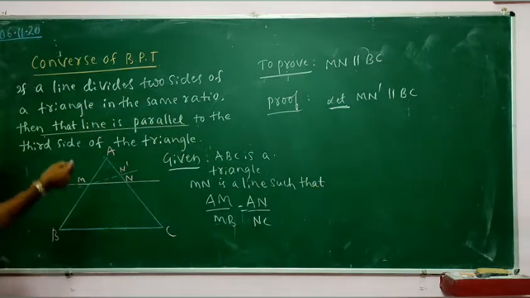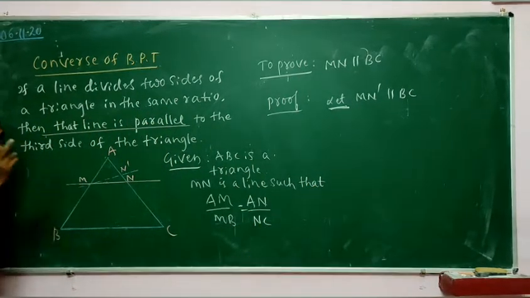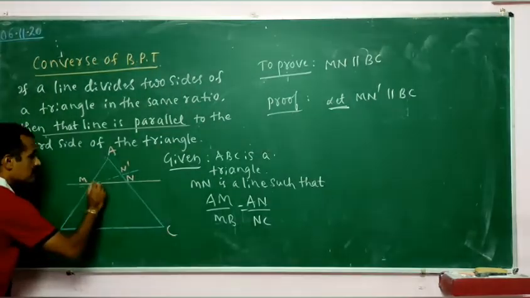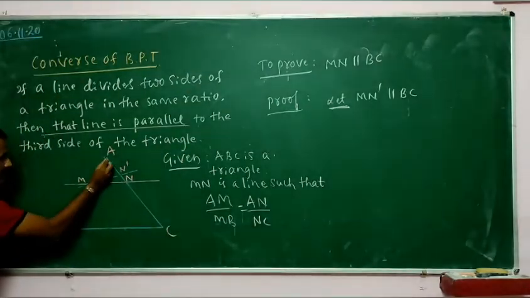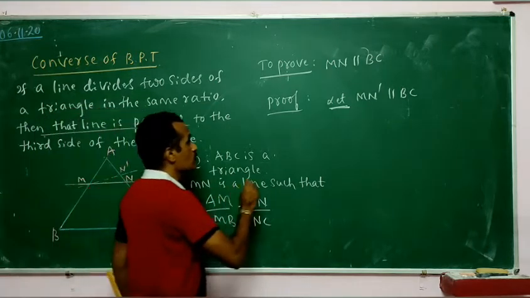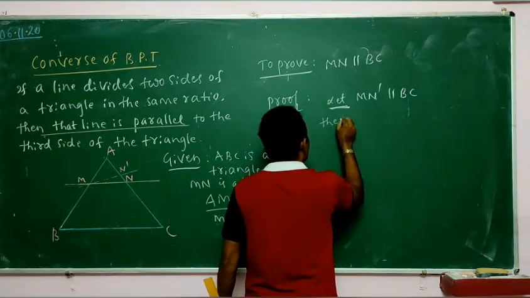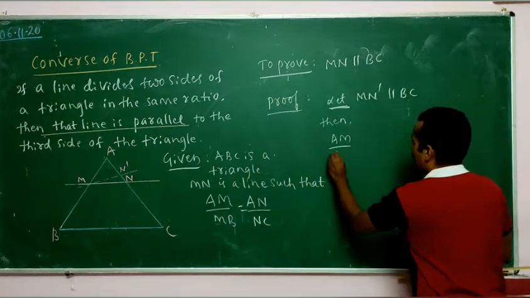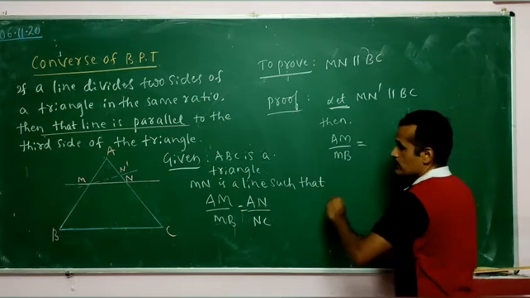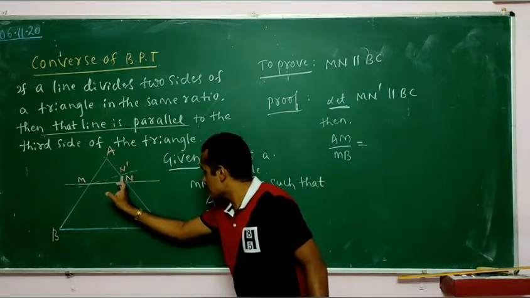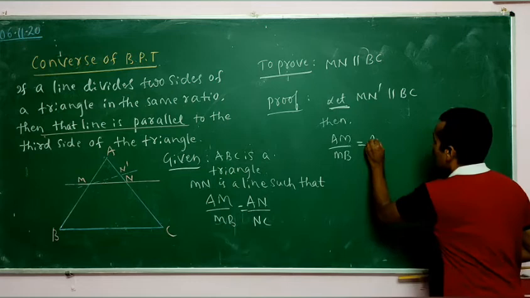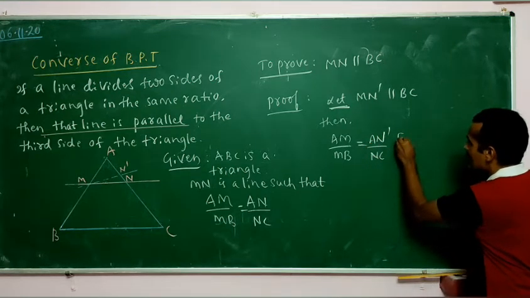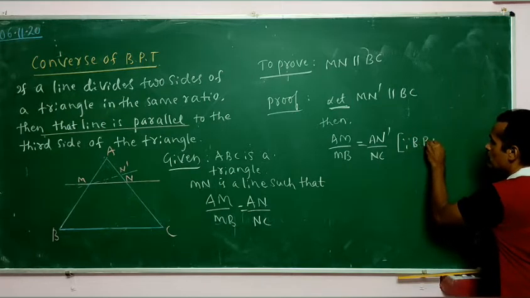तब क्या होगा जब आपस में जो पैरेलल है, तब as per basic proportionality theorem के मुताबिक जब ये दोनों आपस में पैरेलल है, you can write AM by MB is equals to AN dash by N dash C. ये कहां से आया? This is because of basic proportionality theorem.